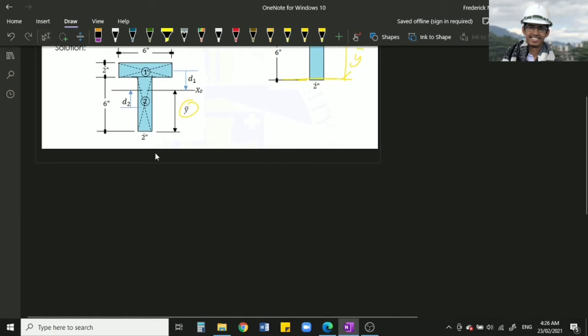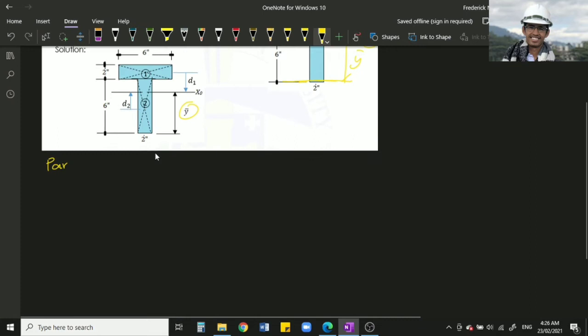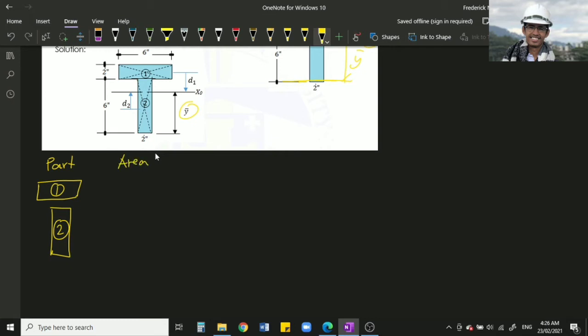So, let's solve it. So, first part natin will be yung nasa taas. So, that will be rectangular. First, this is our first part. And second part is yung naka-vertical na rectangle. Okay? So, first is yung area. So, yung area ng first part natin, that will be equal to 6 times 2. So, that will be 12.